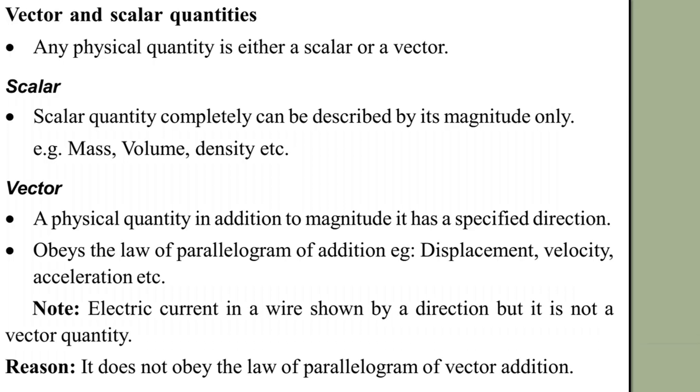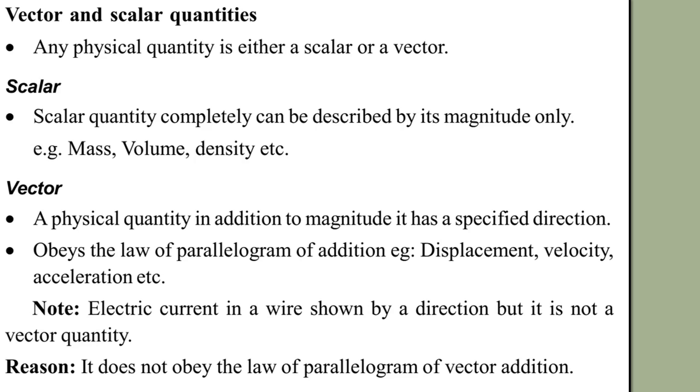Then vector and scalar quantity. Already we have studied that any physical quantity is either scalar or vector. A scalar quantity is completely described by its magnitude only. It is mass, volume, density, etc. A vector is a physical quantity that, in addition to magnitude, has a specified direction. If the quantity has magnitude as well as direction, then it is called a vector quantity. Vector quantities are displacement, velocity, acceleration. Note, electric current in a wire is shown by direction, but it is not a vector quantity, because it does not obey the law of parallelogram of vector addition.